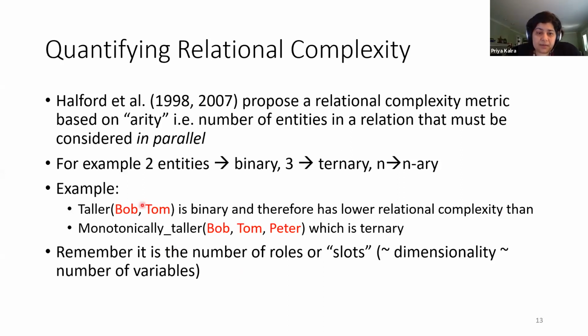And right, so here I have put specific entities, Bob, Tom, and Peter, into these roles, but keep in mind that when we're talking about the arity or the relational complexity, it's the number of roles or slots or dimensionality. In other words, it's the number of variables. So these are things that could change, right? Because when a relation is represented abstractly, there's no particular entity bound into that role. Okay, I may be beating a dead horse here.